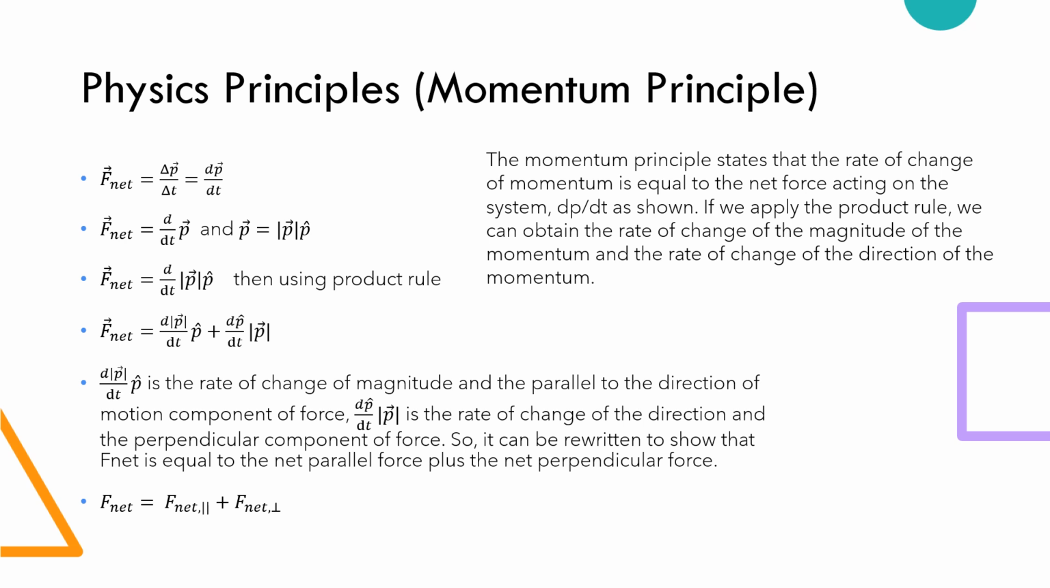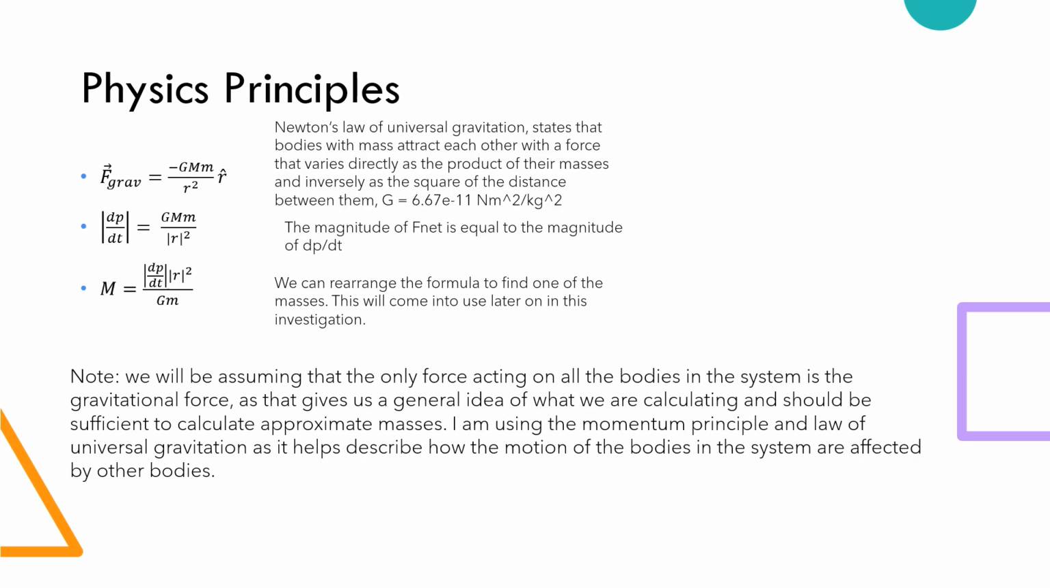Newton's law of universal gravitation states that bodies with mass attract each other with a force that varies directly as the product of their masses and inversely as the square of the distance between them, where G is equal to 6.67 times 10 to the power minus 11 newton meter squared over kilogram squared. The magnitude of F net is equal to the magnitude of dp/dt. We can rearrange the formula to find one of the masses. This will come into use later on in the investigation.